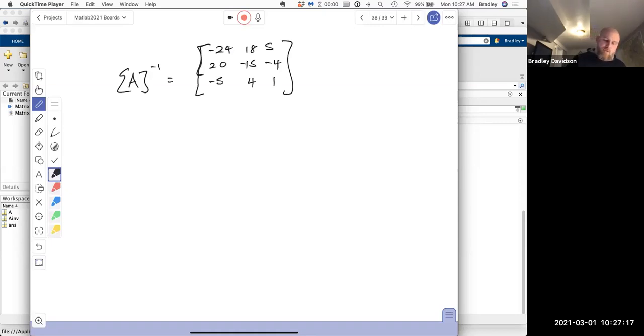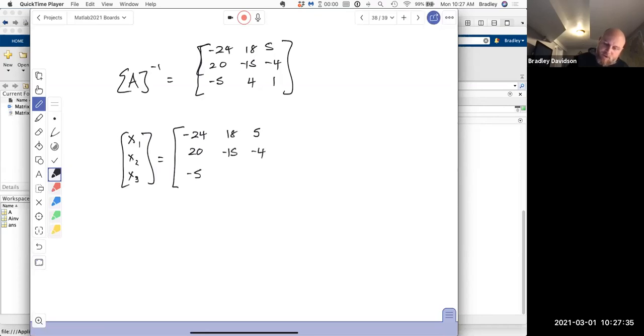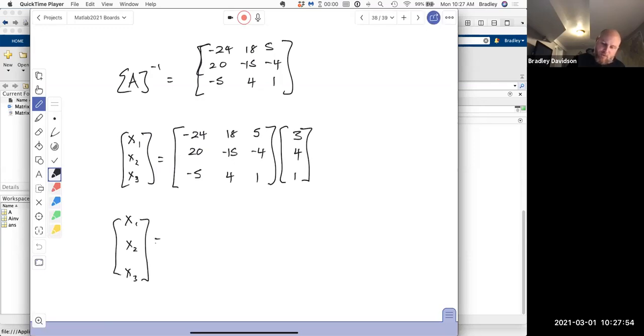And so we're solving for x. So to solve for our x1, x2, x3, we would take our A inverse, so negative 24, 18, 5, 20, negative 15, negative 4, negative 5, 4, and 1. We're going to multiply that by our B matrix from the problem, which is 3, 4, and 1. And then let's go ahead and calculate this, x1, x2, and x3 by doing the matrix multiplication.